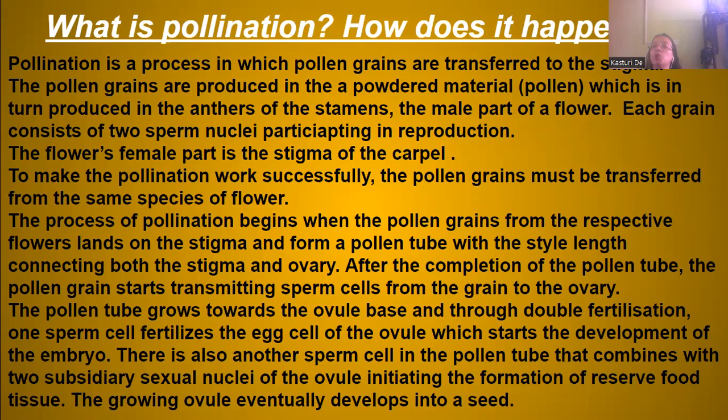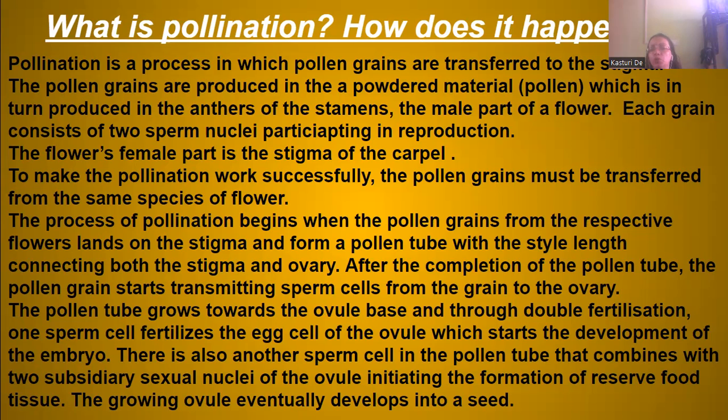The stamens, we know, are the male part of the flower, and each pollen grain consists of two sperm nuclei which participate in the reproduction of the plant. The female part of the flower is the stigma of the carpel, where the pollen grains will land, and later on it will be transferred to the ovary, where fertilization will take place, and the fruit with the seed will be produced. This is the ultimate thing.